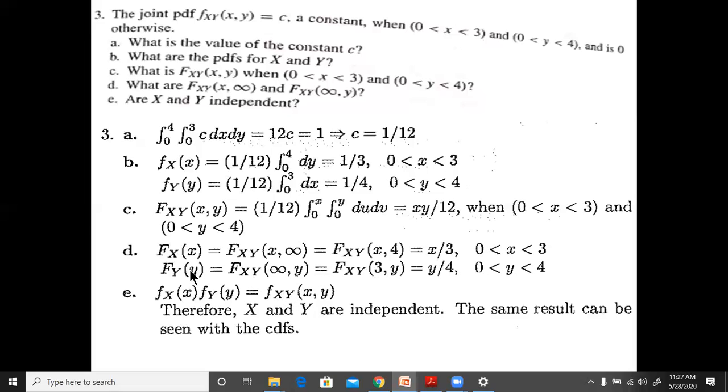If you multiply these two quantities, x by 3 and y by 4, you'll get xy by 12. Similarly, if you multiply the two density functions, you'll get 1 by 12. Therefore, X and Y are said to be independent.